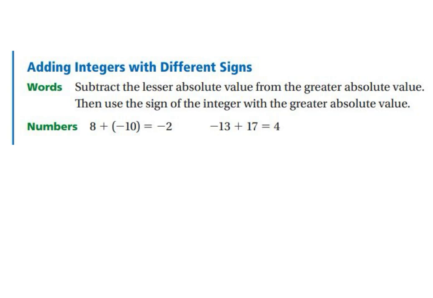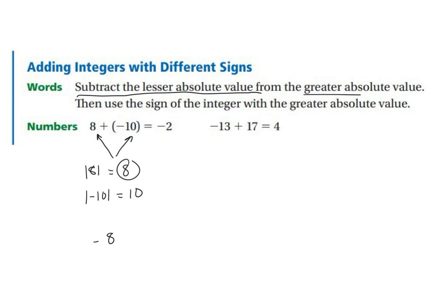So here's what that looks like. If I think about these two and their absolute values, the absolute value of 8 is 8, and the absolute value of -10 is 10. So I'm going to subtract the lesser absolute value, in this case 8, from the greater absolute value, which is 10, aka 10 minus 8. When we do 10 minus 8, we end up with an answer of 2.